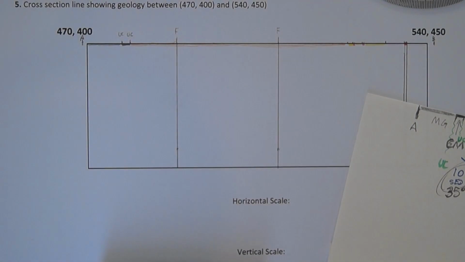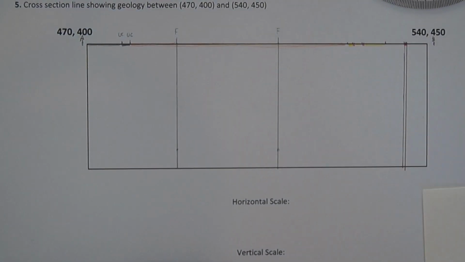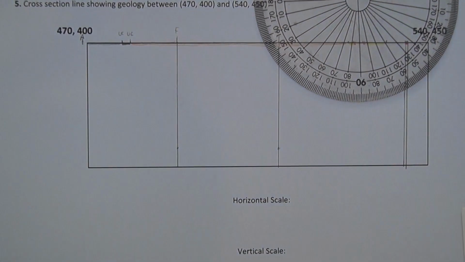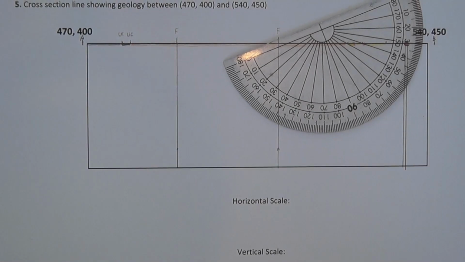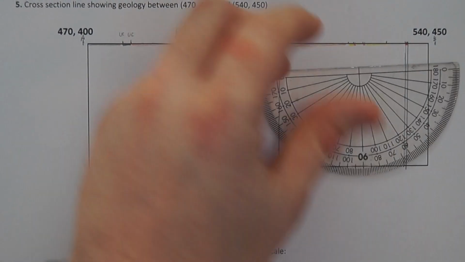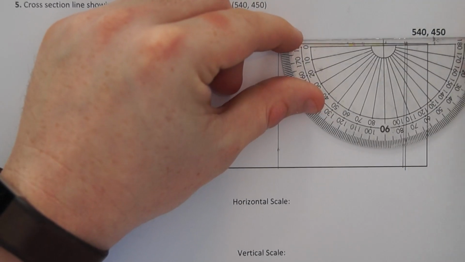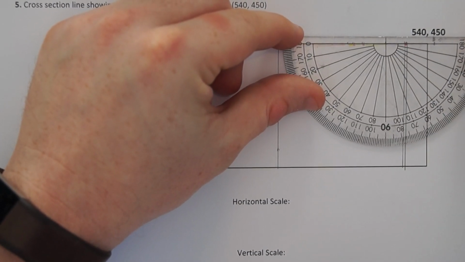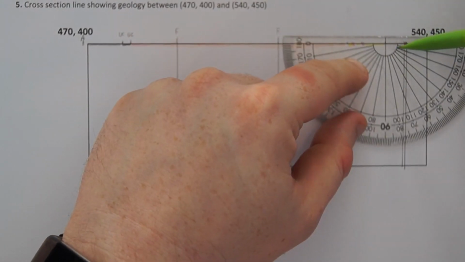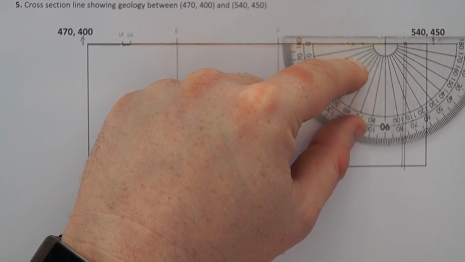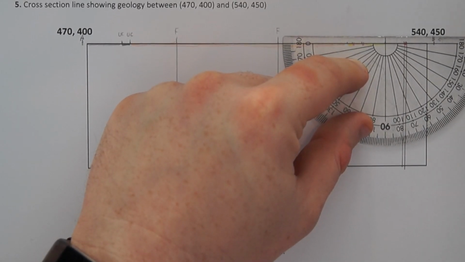So, let's keep going with the next youngest things, which are our Triassic and Permian sandstones. And what I'm going to do is, for each one of my stratigraphic contacts, I'm going to line up the crosshair of the protractor with the mark on the top of the cross section, and then I'm going to count round horizontal 0, 10, 20, 35.